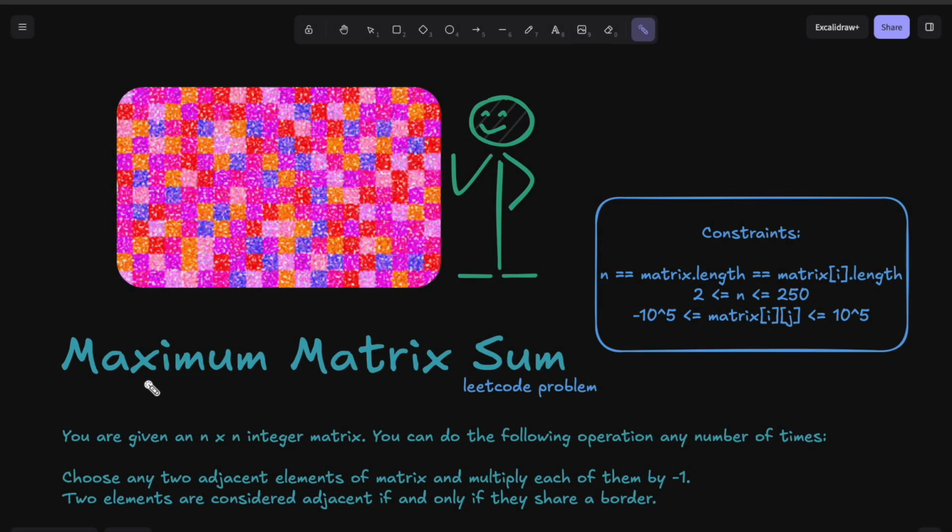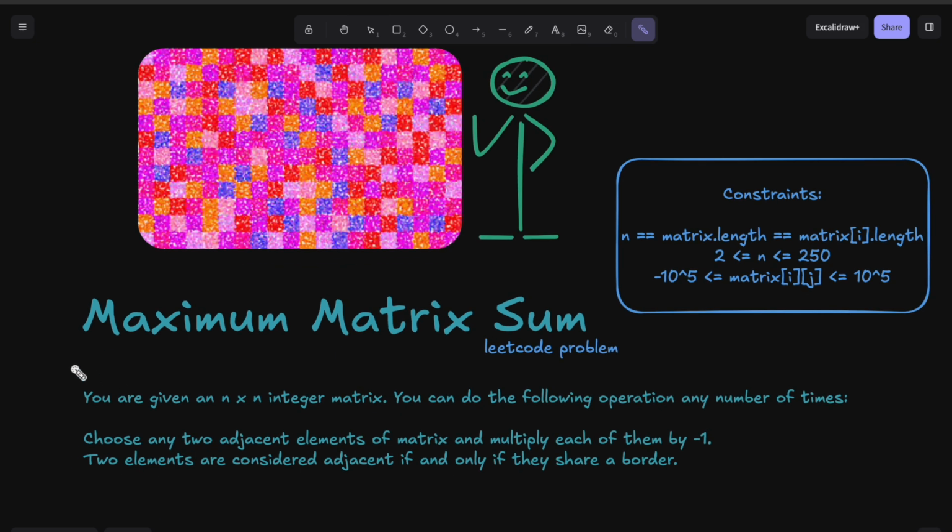Hi everyone. So today's problem is maximum matrix sum. So here's the problem statement. We are given an n by n integer matrix, and what we can do is perform the following operation any number of times. We can choose any two adjacent elements in the matrix and multiply each of them by -1.